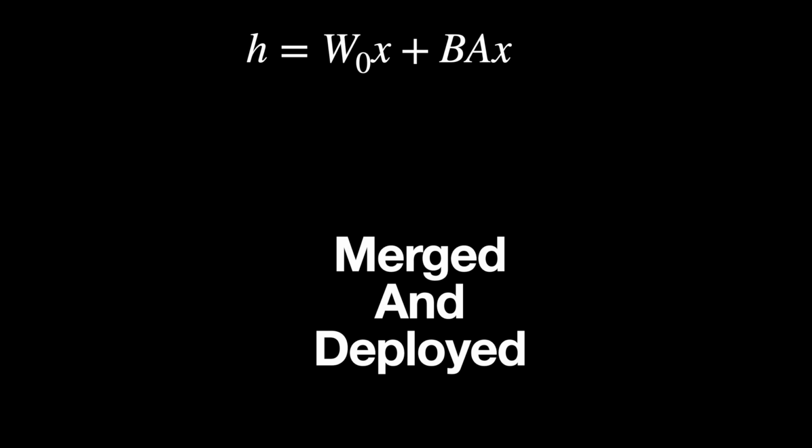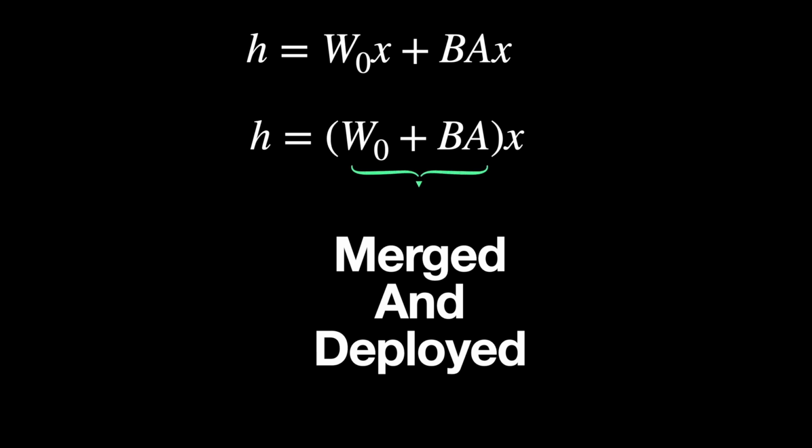Now you may ask, what about latency during inference? If we slightly modify the above equation, we can notice that we can merge or add the weights BA to the pre-trained weights W0. So, for inference, it's this merged weight that is deployed, thereby overcoming the latency bottleneck.